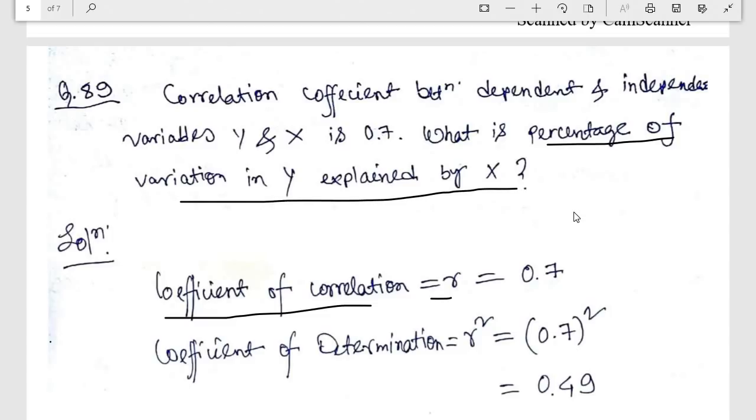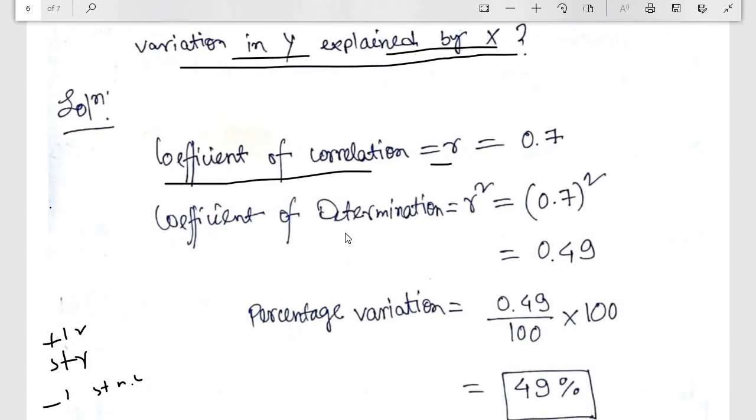So this is basically the coefficient of determination. This is the proportion of variance in the dependent variable which is predictable from the independent variable. We have to find the percentage of variation in y, the dependent variable, which is explained by x, the independent variable. So it is basically the coefficient of determination.